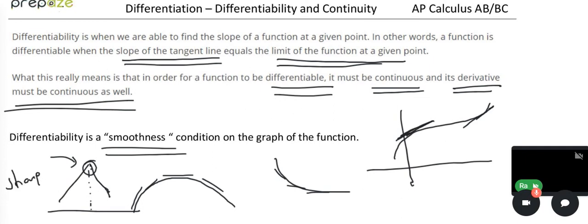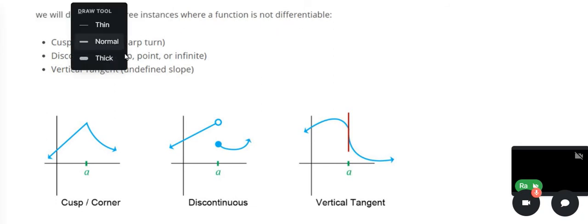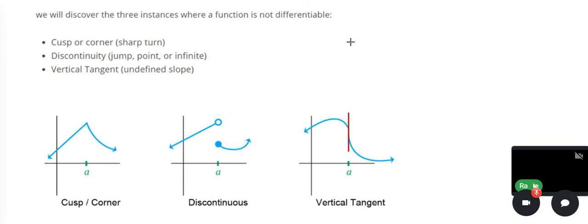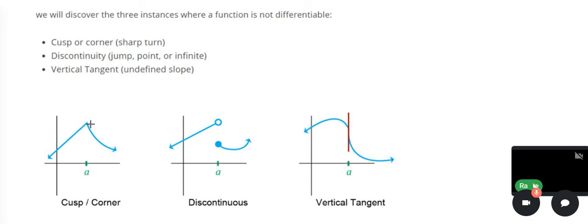Let's continue. This will give you a clear picture of which types of graphs are differentiable and which are not. We'll discuss the three instances when a function is not differentiable. As I said before, we have a sharp turn here. So why do we say that it is not differentiable? Let's suppose I draw a tangent over here, and I draw a tangent over here.